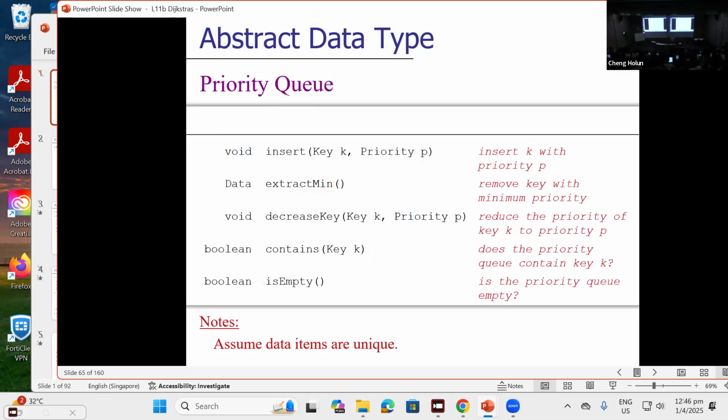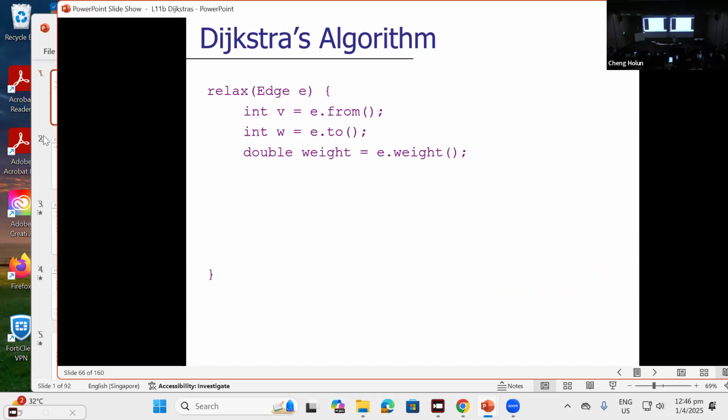Of course, we need to use a priority queue. And how should we manage that? First of all, if you remember, I need to insert an item. I need to extract the minimum. And the other thing, I need to decrease the key. That means I need to get some of the estimated distance and reduce it if the relaxation improves the estimated distance. So in Dijkstra, I have an edge relaxation where V is the source, W is the destination, and there is the weight. So it's the same relaxation.